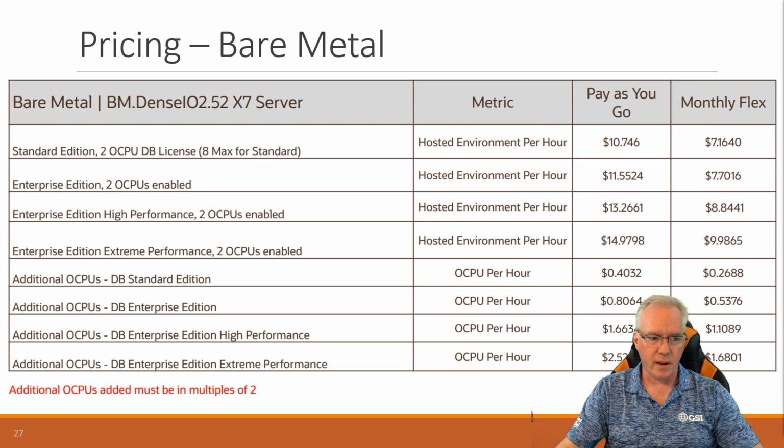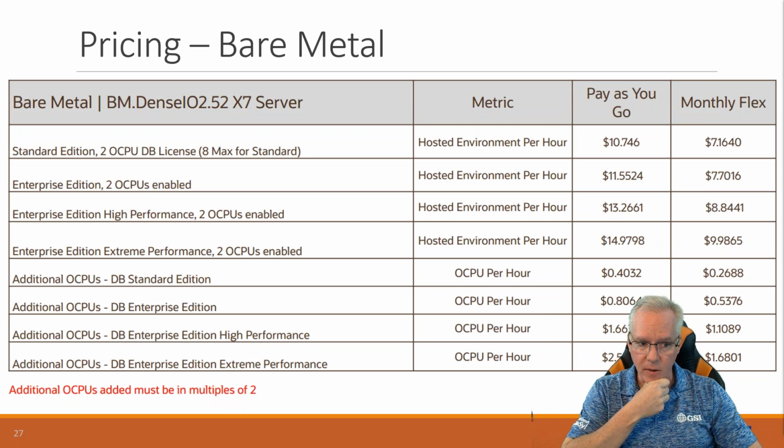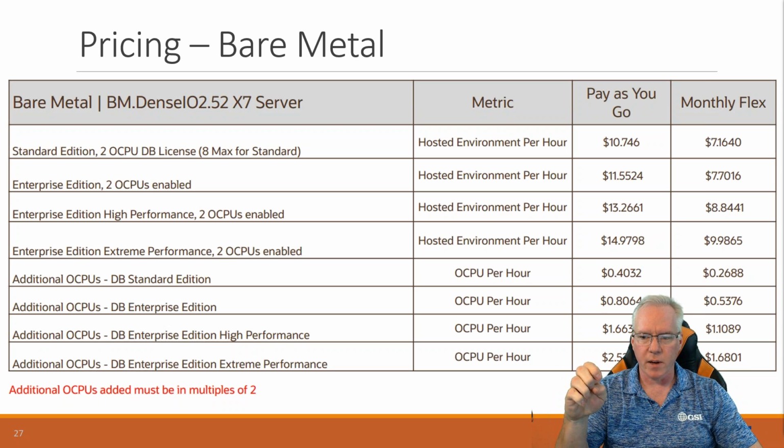Now here's the BareMetal pricing. This is just astronomical. Well, for me, I'm never going to buy a BareMetal server. But you start paying the cost of the BareMetal immediately, regardless of whether you have any OCPUs. So there's a base cost just to get it, and then there's additional cost for every OCPU. You can see the Enterprise Extreme Edition is $15 an hour to have that for just two OCPUs. So you better really need that desperately.